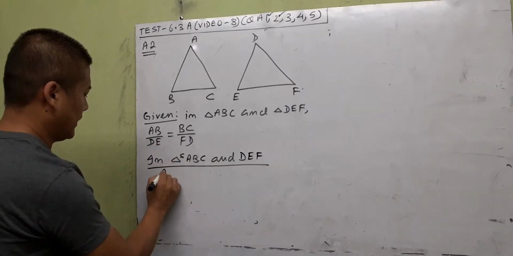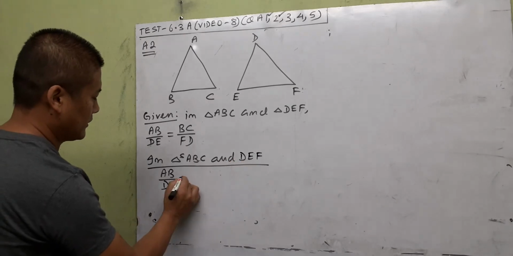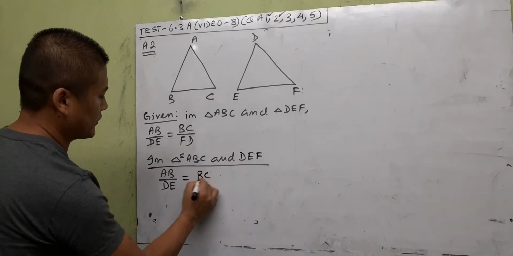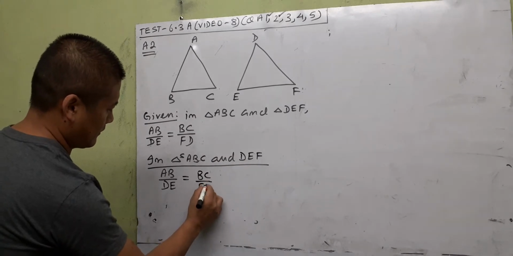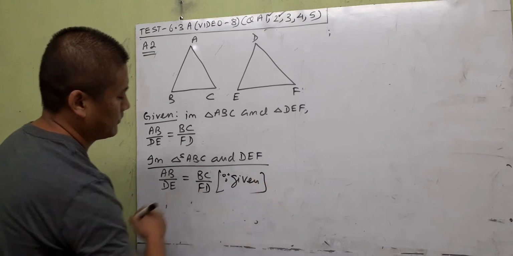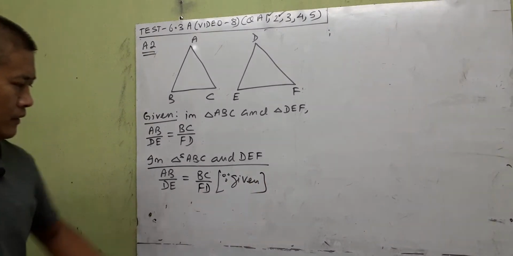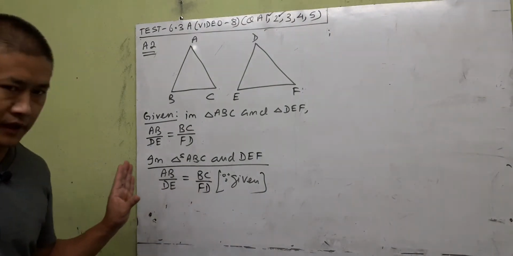This is given. AB in this triangle by DE in this triangle, side equal to BC side of the first triangle by FD of the second. This is given. We write because it is given to us as in the question. Now, if two sides are proportional, find out the angles between them.